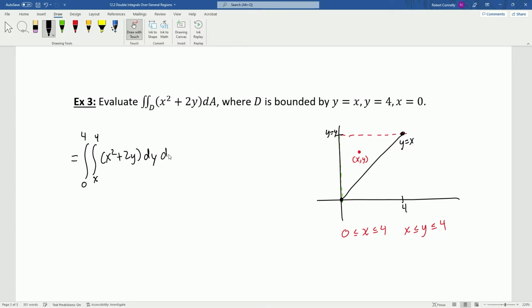So dy dx here. And if we integrate with respect to y here, we get x squared y plus 2y squared over 2, which is just y squared, evaluated from x to 4 dx.